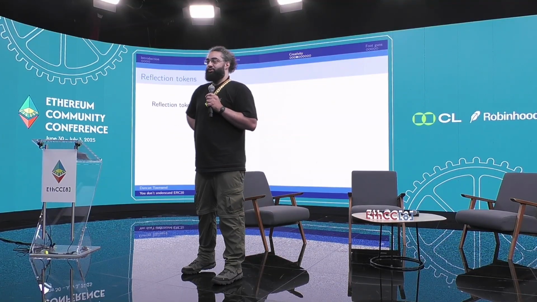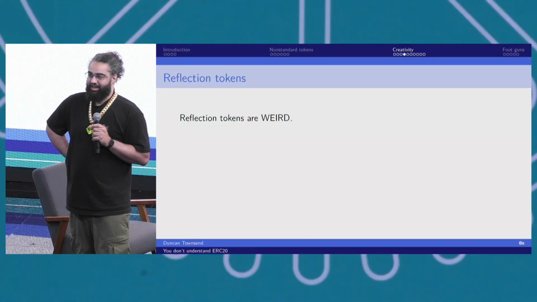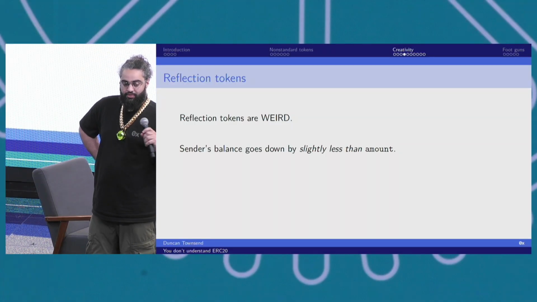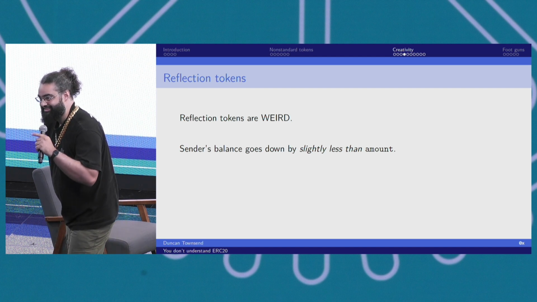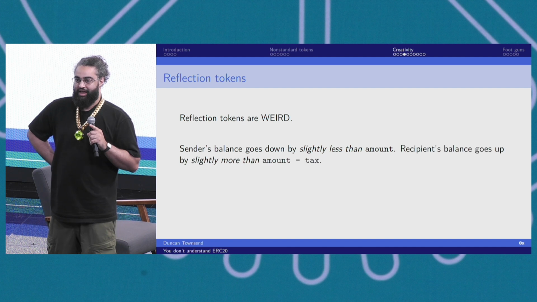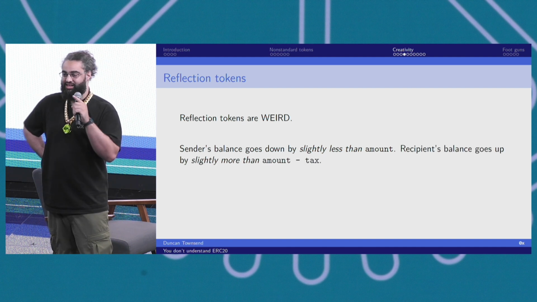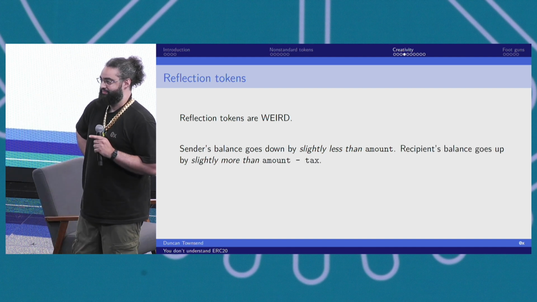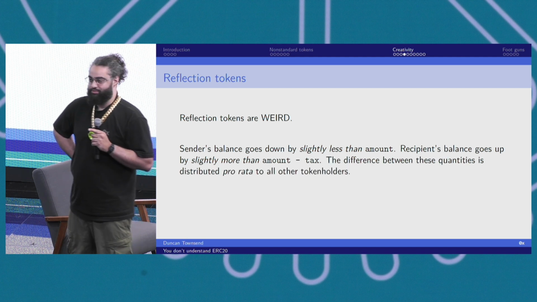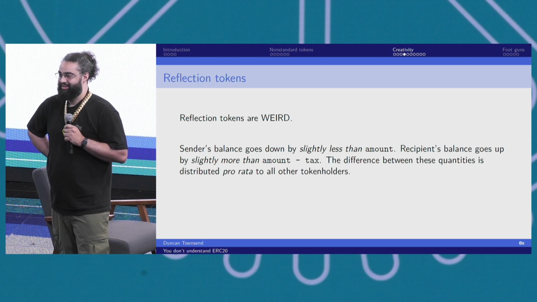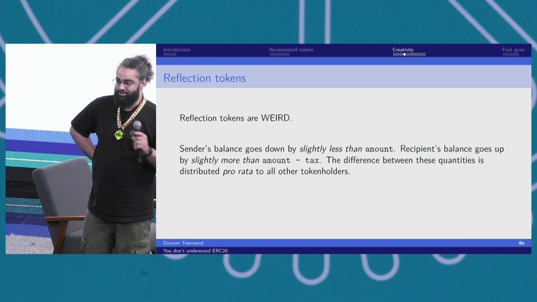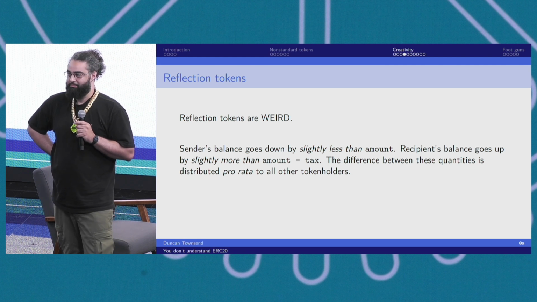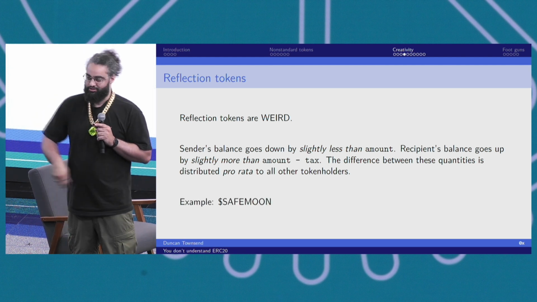You also have reflection tokens. Reflection tokens, frankly, are one of the weirdest ones on this list. They're like a combination of the previous two. When you do a transfer, the sender's balance goes down by slightly less than the specified amount, and the recipient's balance goes up by slightly more than the amount minus the tax. And the difference goes back to every other token holder. So you're constantly rebasing and you're constantly taxing. These tokens used to be extremely popular, but have fallen off somewhat in later days, for example, SafeMoon.